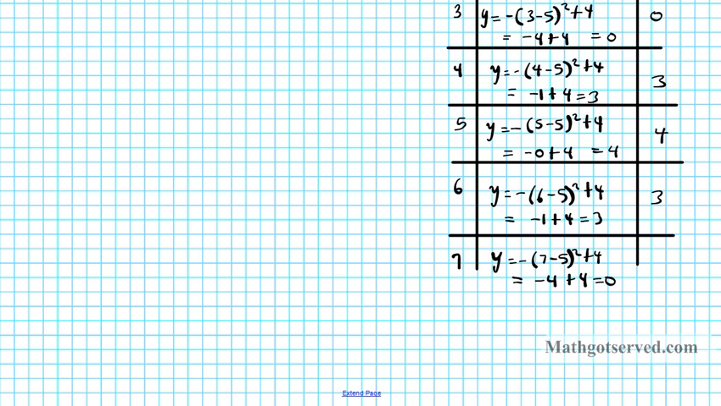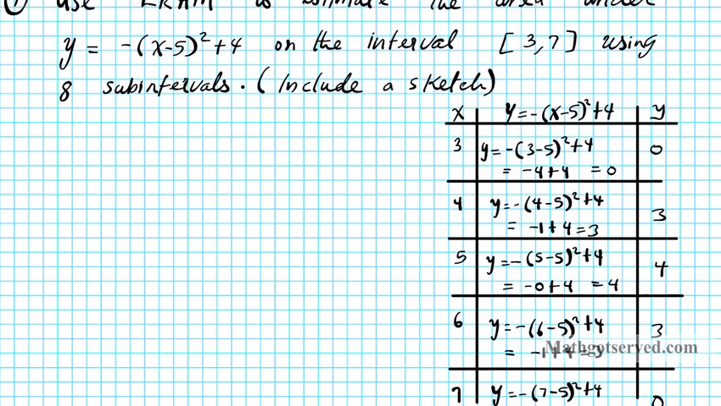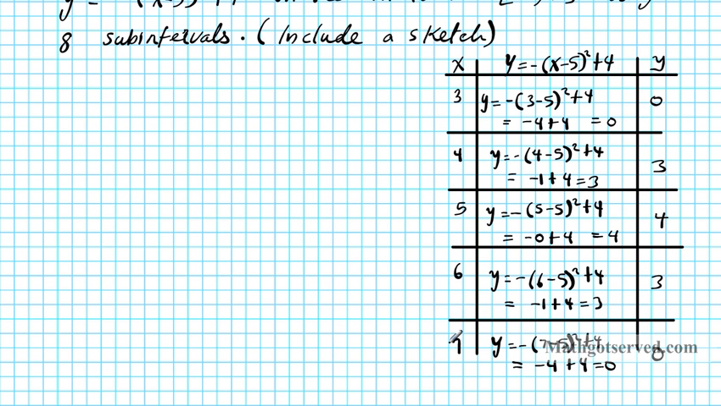Alright, so there you have it. Okay, so what we're going to do next is sketch the graph, and then we're going to generate a visual of what a left-endpoint rectangle approximation looks like, okay? Let's look at our range. The x's are positive. It goes from 3 to 7, and then our y's go from 0 all the way to 4. Alright? So since we're using 8 subintervals, let's go ahead and make a sketch.